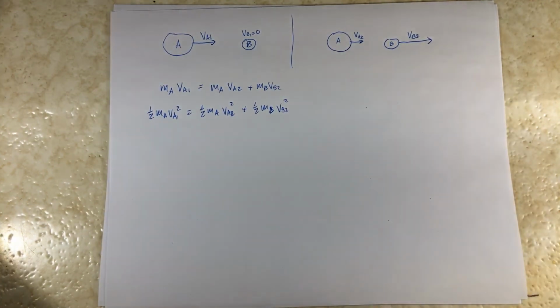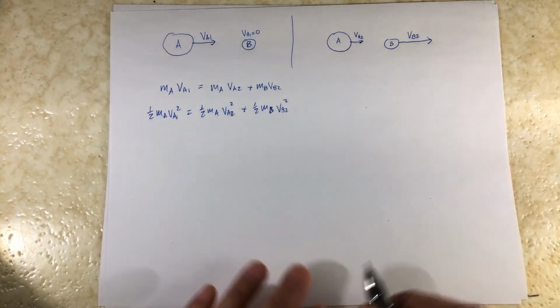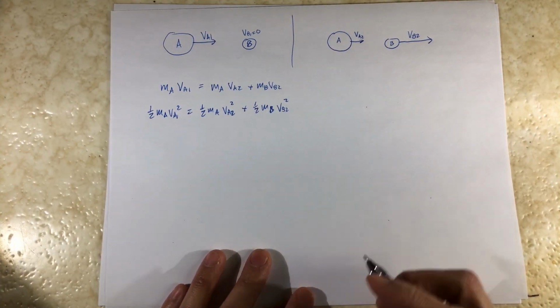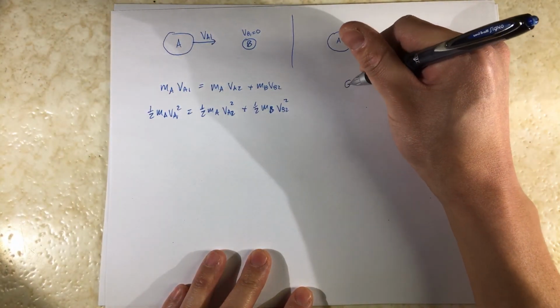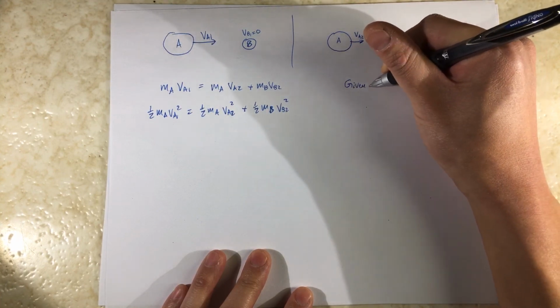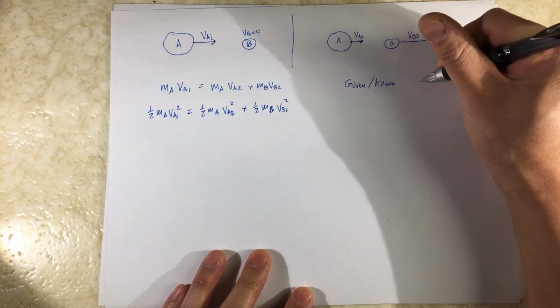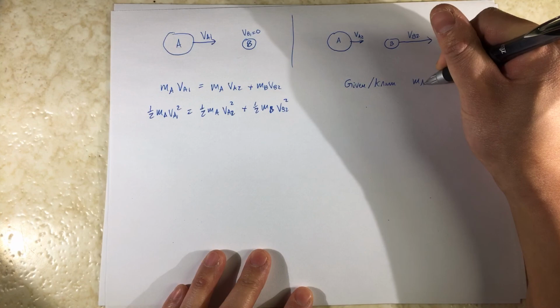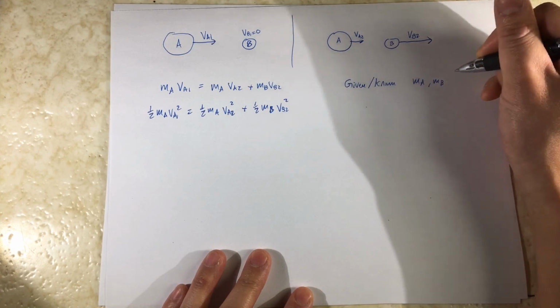And so this may not really look like it. It looks like it has a bunch of variables. But the way you would treat this is you would treat it like a given/known, like you set this up so that you know what the masses are. You know how big the things are.